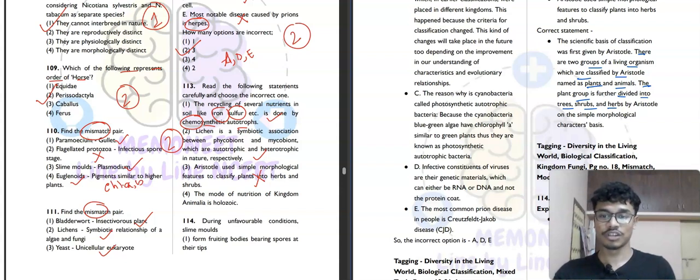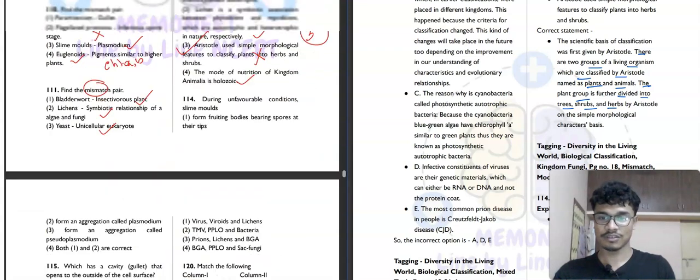The mode of nutrition of kingdom Animalia is holozoic. So it is also correct. So how many of these are correct? Or rather, sorry, this is just asking about the incorrect one. So which one is incorrect? Third option is our incorrect answer.